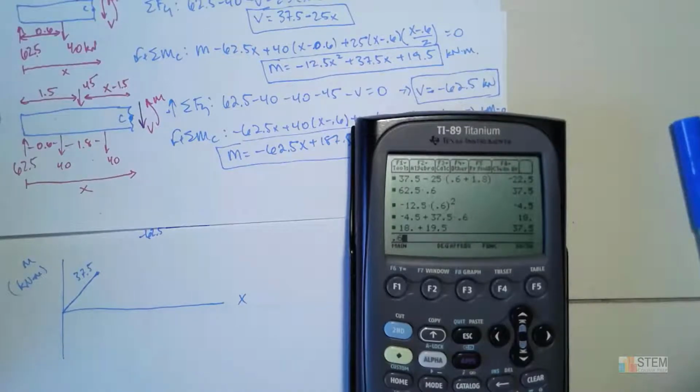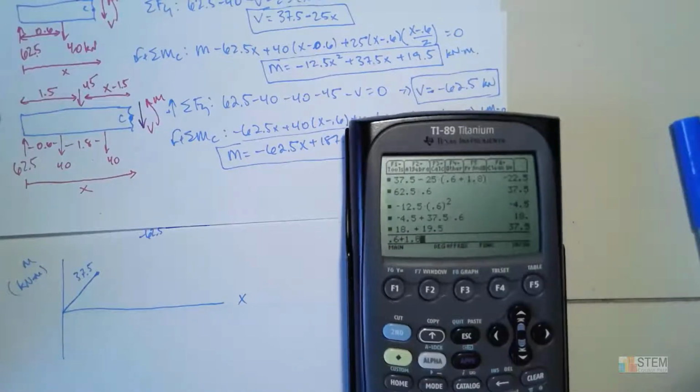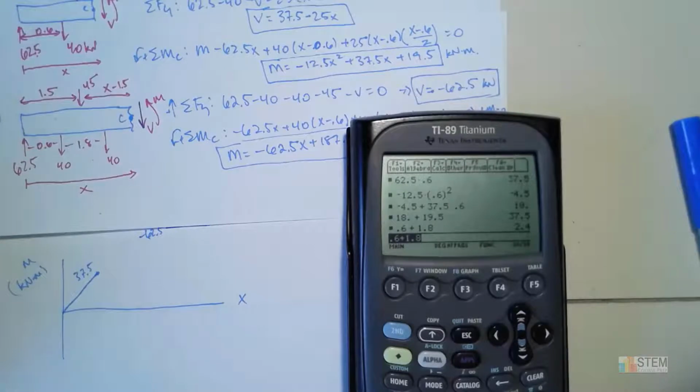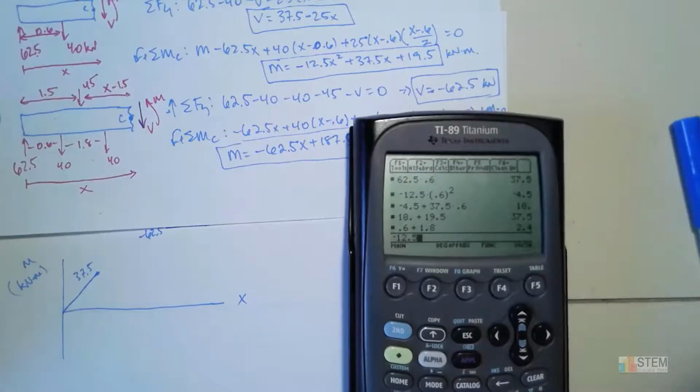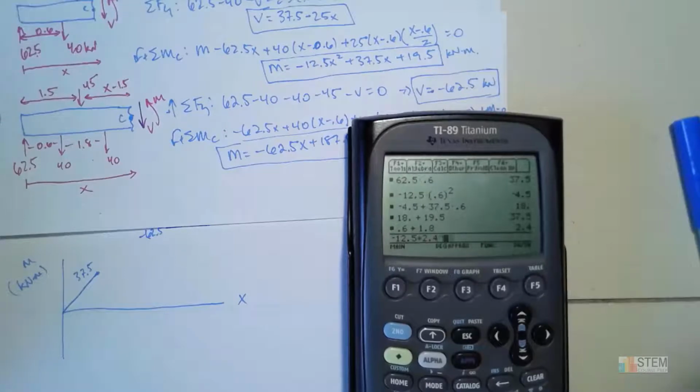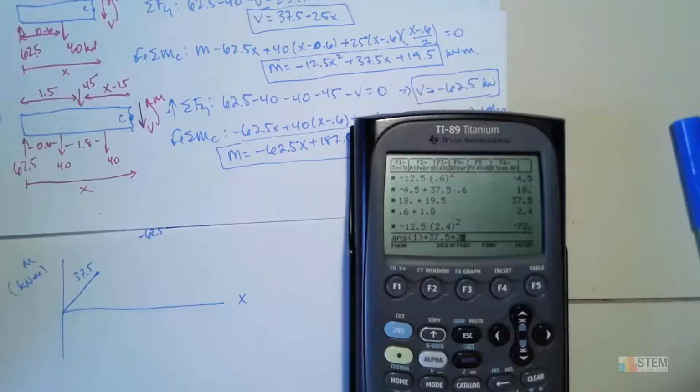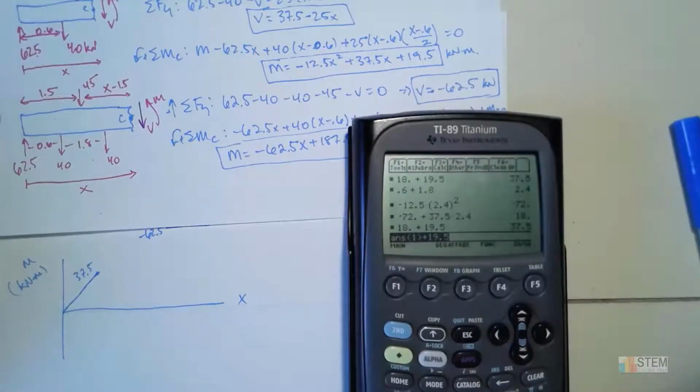And remember, x is going to be 0.6 plus 1.8 at this point. So we're going to do 2.4 for x, all right? So negative 12.5 times 2.4 squared plus 37.5 times 2.4 and then plus 19.5. So we go back down to 37.5.